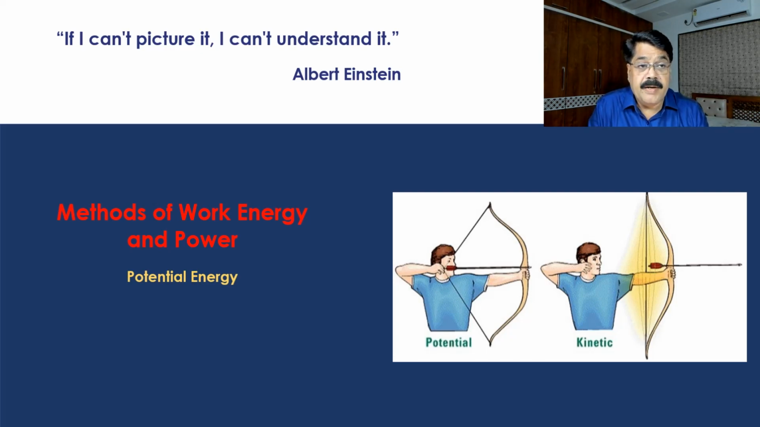In some later lecture, we will discuss them quantitatively also and try to establish a relation between potential energy and the associated conservative force. Now you can see on the screen in this figure, this person is pulling the string of the bow, and here is the arrow. When he leaves the string, the arrow gains kinetic energy. From where does this kinetic energy come?